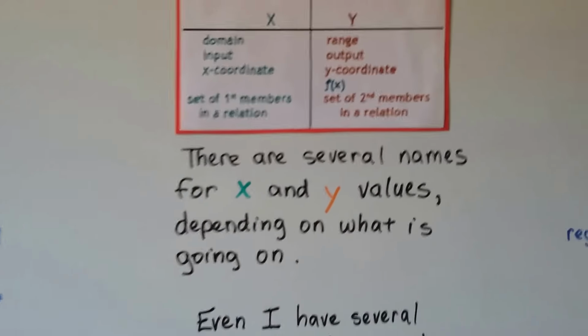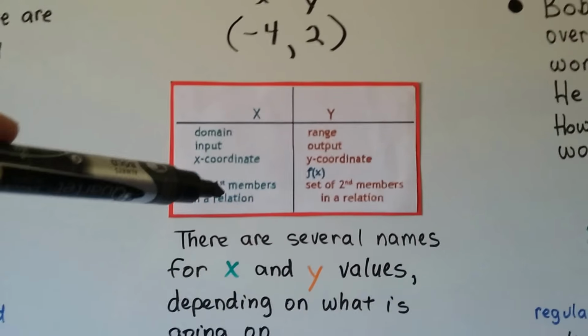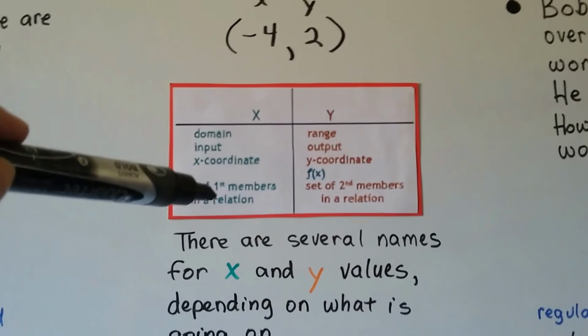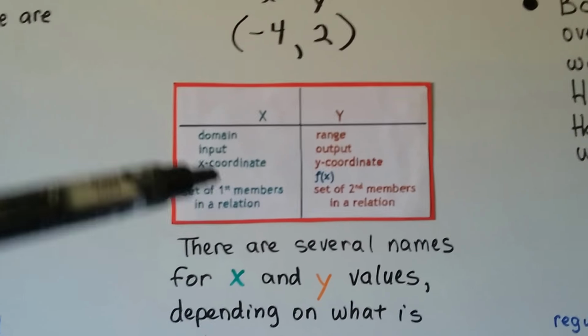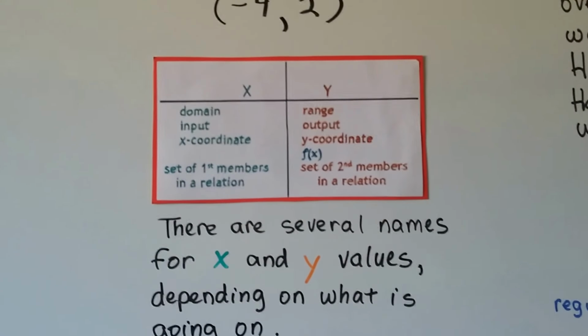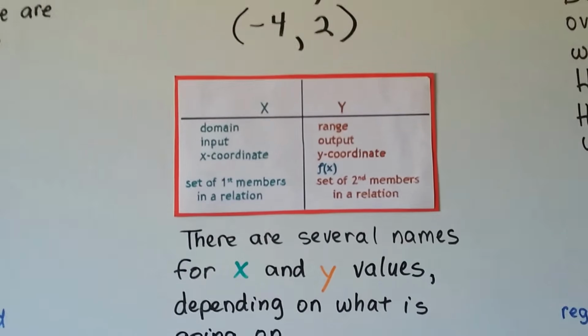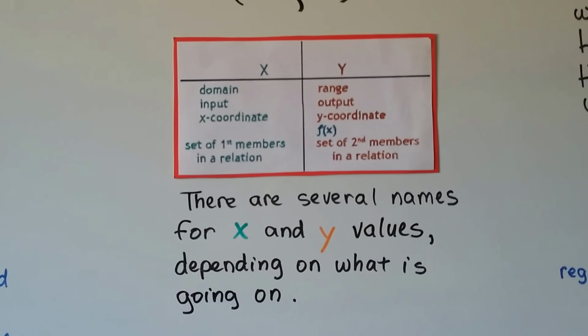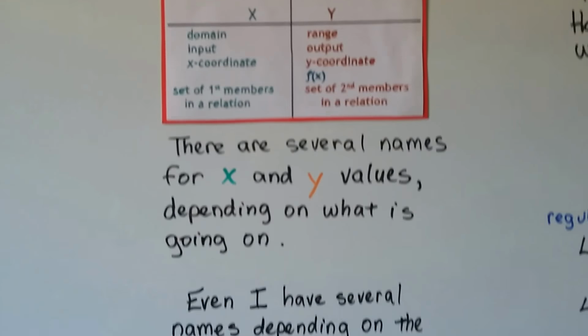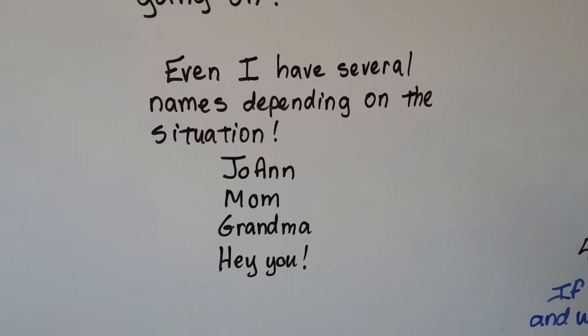I'm going to talk about this some more, but what I wanted to talk to you about is how they have different names. So this is the first set of members in this ordered pair relation, that x, and then y would be the second one. It could be called the range, the output, the y coordinate, the f of x, and that second member of the ordered pair, see? And I know it's confusing when they have a lot of different names, but even I have several names depending on the situation and depending on what's going on.